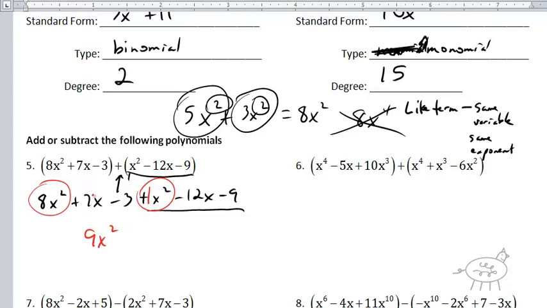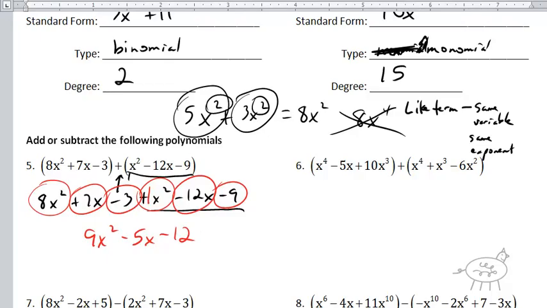Okay? The next one is going to be 7x minus 12x is negative 5x. All right? And then the last one is negative 3 minus 9 is negative 12. And that's your answer to that problem.